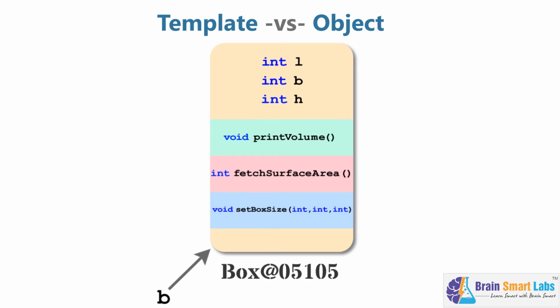Remember, only after you create an object can you use or access these variables L, B and H using a simple dot operator. Also remember, only after you create this object can you invoke these methods, that is print volume, fetch surface area and set box size, anywhere outside the class. Without creation of an object, you cannot access or invoke any variable or any method anywhere outside the box template, as it is just a lifeless plan. The box object can now be used inside our main method as per our advantage till the object gets completely destroyed at the end of our main method.